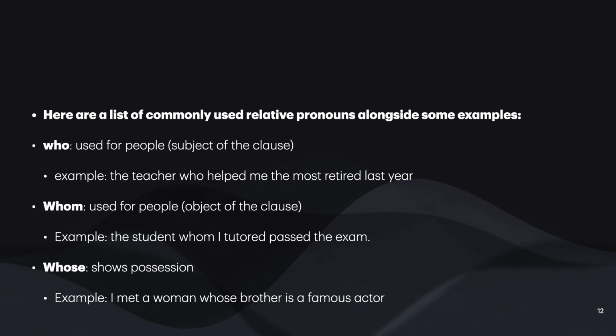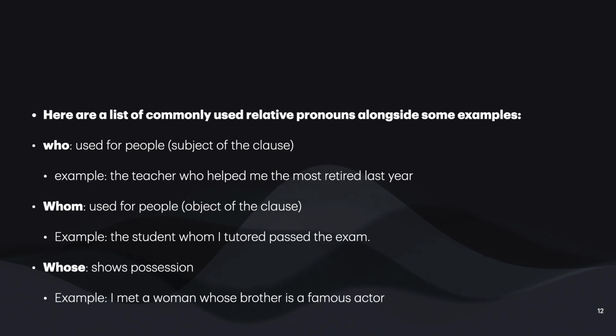Here is a list of commonly used relative pronouns alongside some examples. Who is used for people, the subject of the clause. The example would be, the teacher who helped me the most retired last year. Whom is used for people, the object of the clause. An example would be, the student whom I tutored passed the exam. Whose shows possession. I met a woman whose brother is a famous actor.